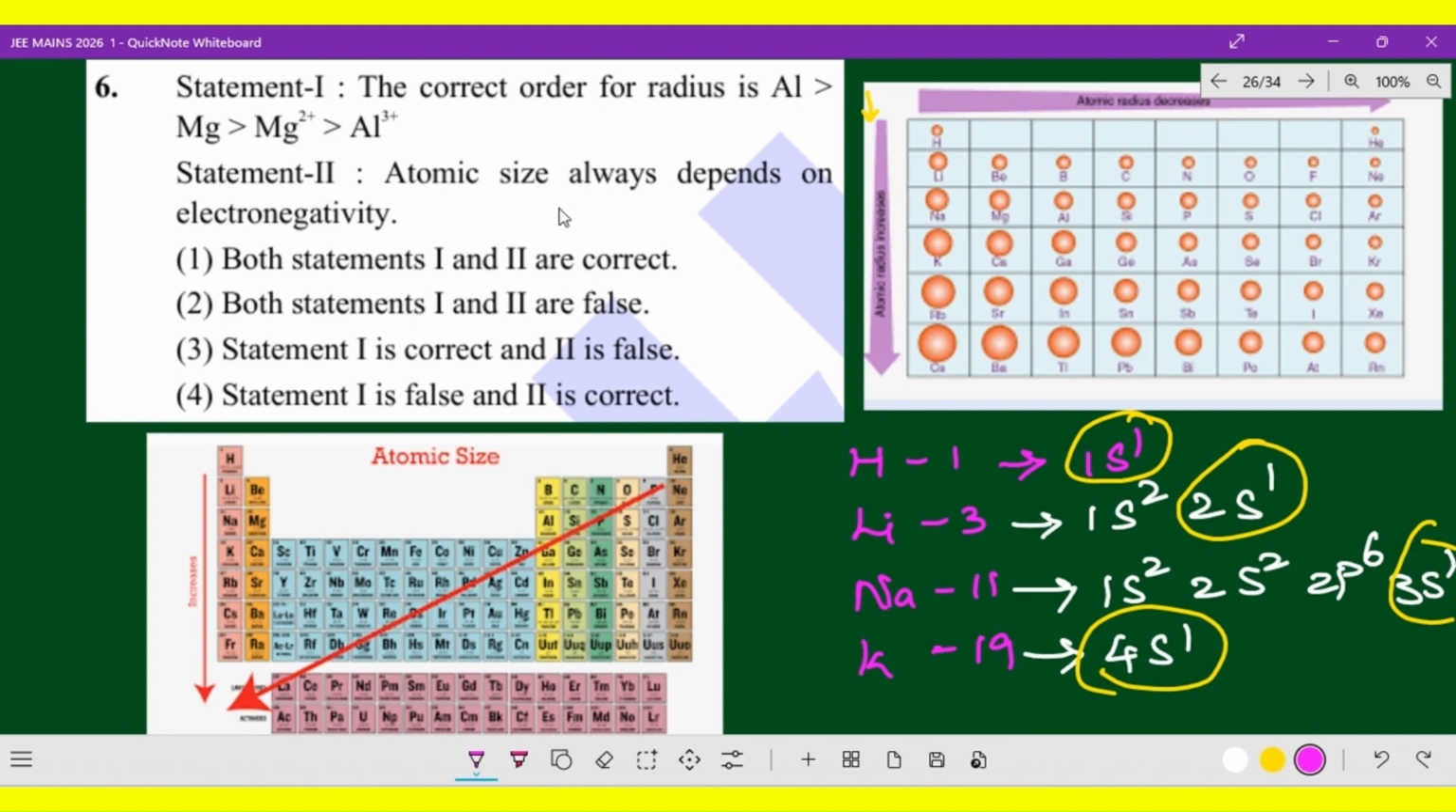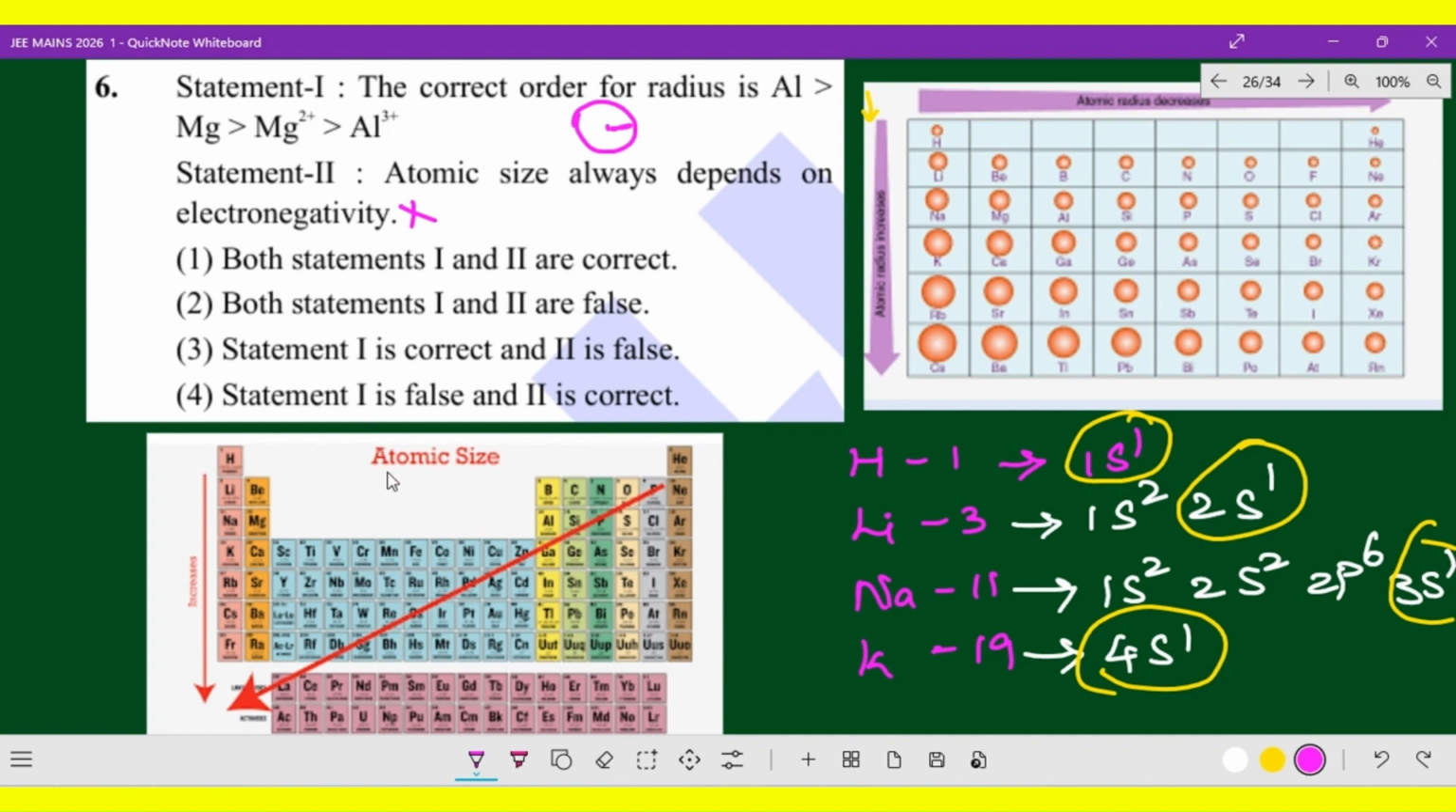I hope you got that idea. So the second one is wrong. And for the first one, the correct order for radius: you know what we mean by radius? The atom is there, and this is the radius, from the middle point to the outermost shell, so that is the atomic radius. So for aluminum, it is greater than magnesium, greater than Mg2+, greater than Al3+.